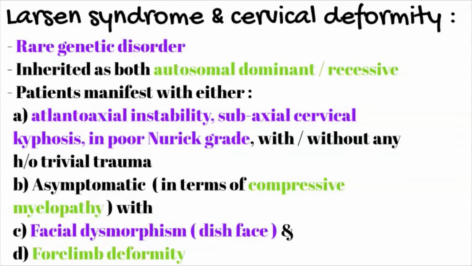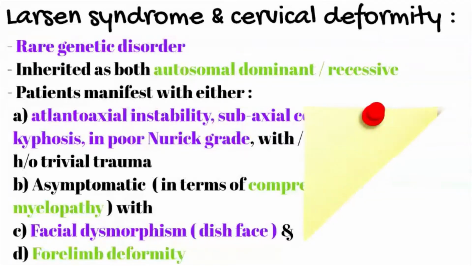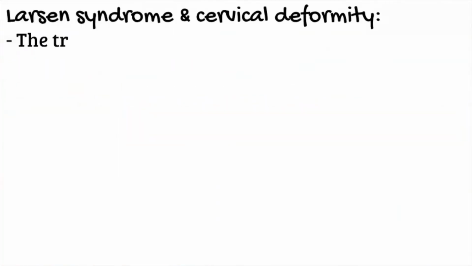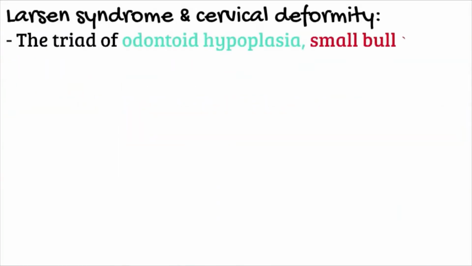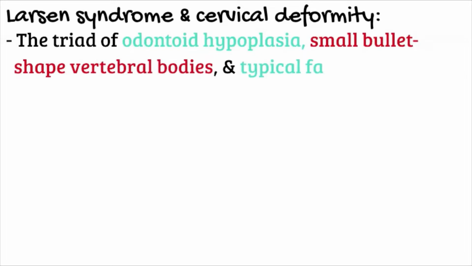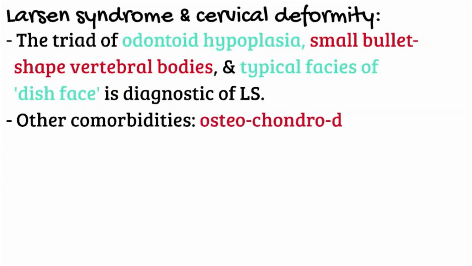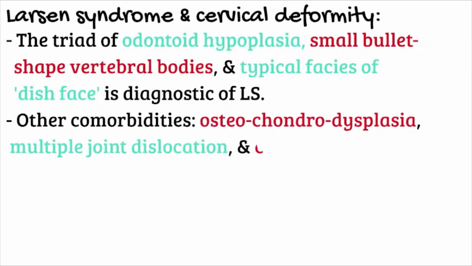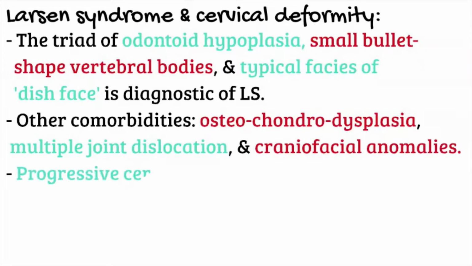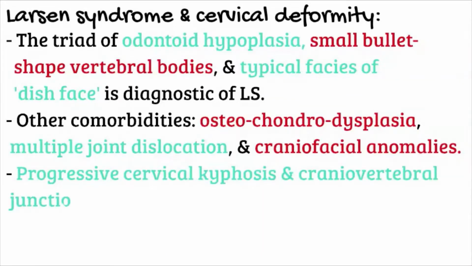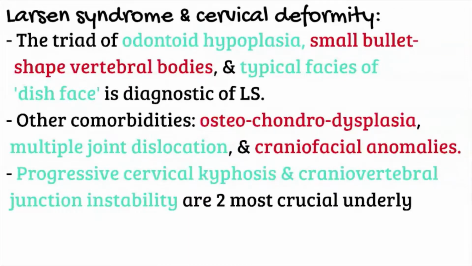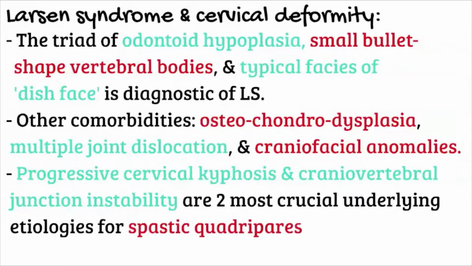B. Asymptomatic in terms of compressive myelopathy, with C. Facial dysmorphism, a dish face, and D. Forelimb deformity. The triad of odontoid hypoplasia, small bullet-shaped vertebral bodies, and typical facies of dish face is diagnostic of Larsen syndrome. Other comorbidities include osteochondrodysplasia, multiple joint dislocation, and craniofacial anomalies.